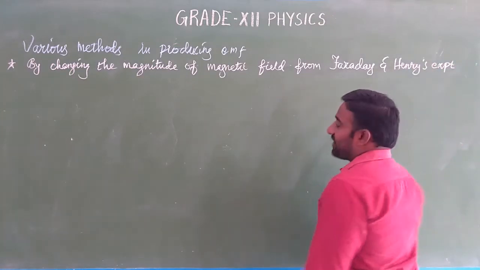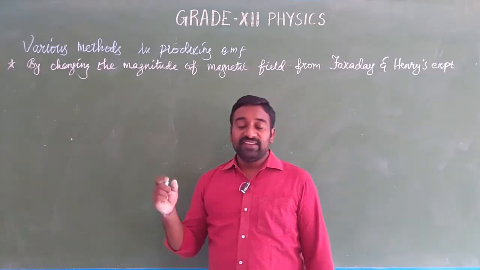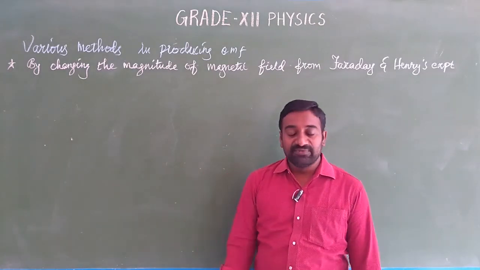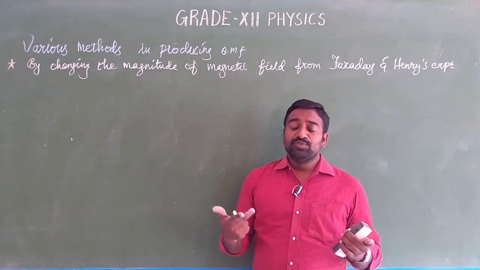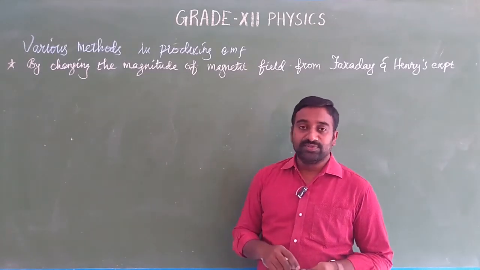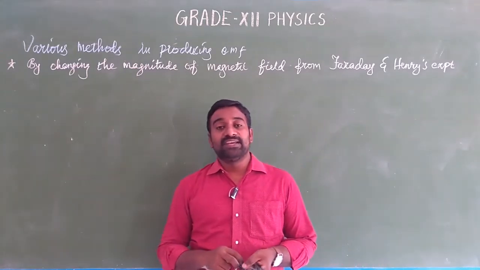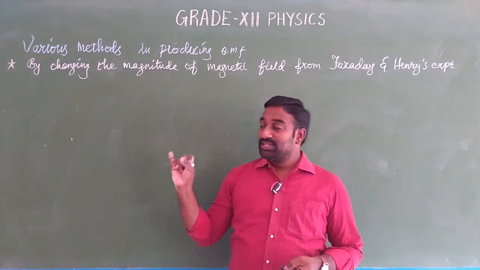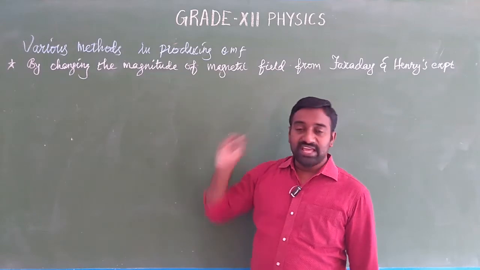According to Michael Faraday and Henry, whenever the magnetic flux linked with the coil changes, an EMF is induced. The relative motion between the magnet and the coil induces an EMF in a circuit, called induced EMF, and the corresponding phenomenon is called electromagnetic induction. That is the first method of producing the EMF.